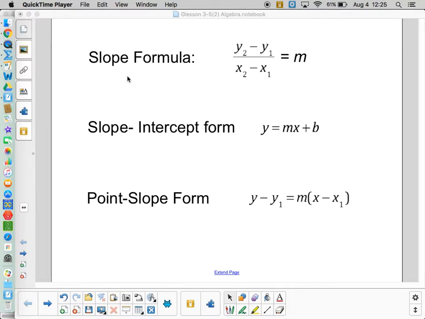Three very important formulas we all got yesterday. The slope formula, y2 minus y1 over x2 minus x1. We'll use that.